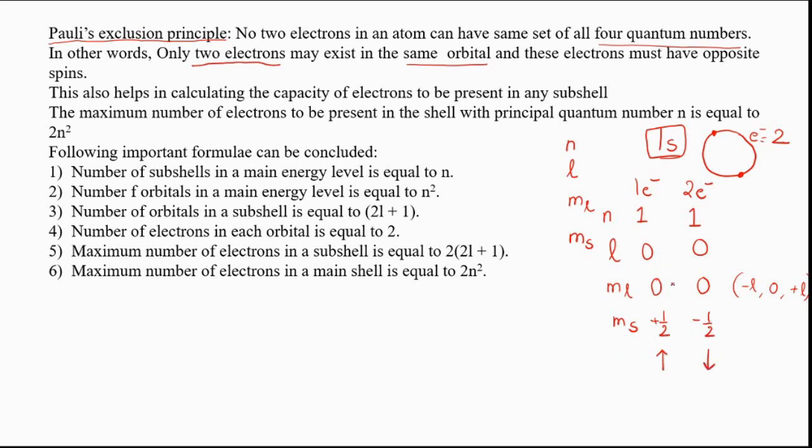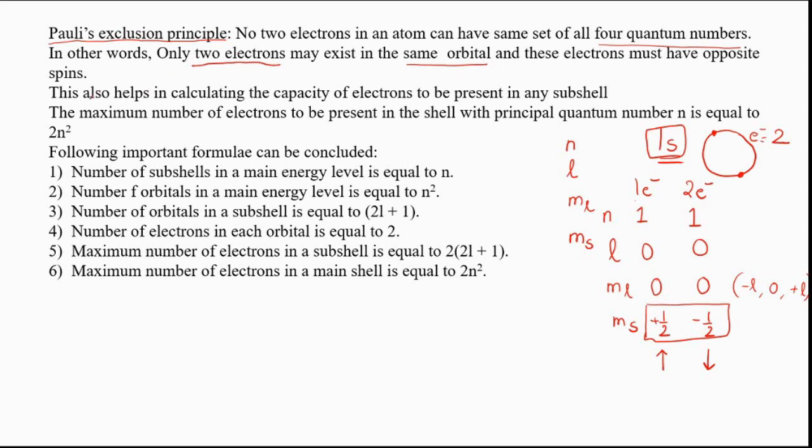So if you see, the three quantum numbers are the same, but this fourth quantum number, which is the spin quantum number, is different. So this is what it is saying. No two electrons in an atom can have the same set of all four quantum numbers. So even in the same orbital, both the electrons cannot have the same quantum numbers. At most three quantum numbers can be the same, but the fourth would be different, which means that all quantum numbers for any two electrons in the same atom cannot be the same.